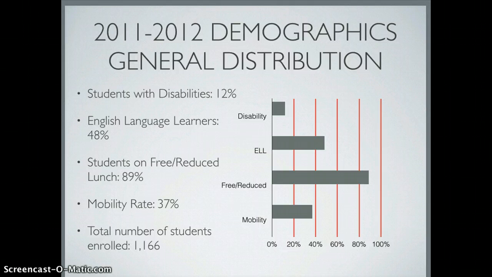So all of these things could come into play when we look at the scores for the students at our school, and we may notice that the mobility rate and the ELL may affect how the students perform.